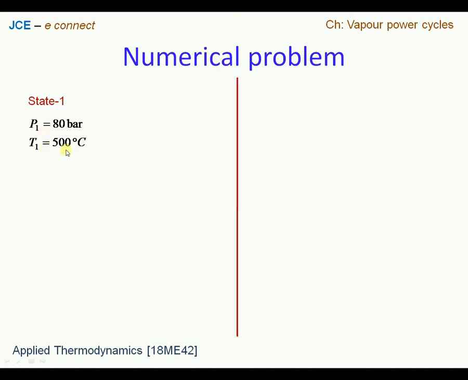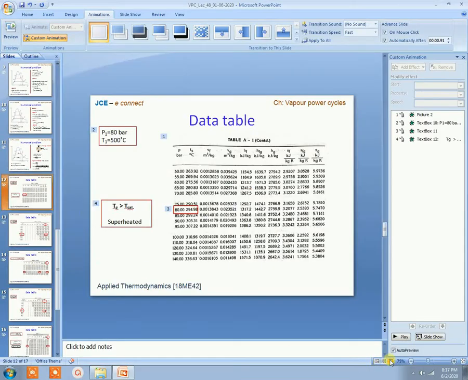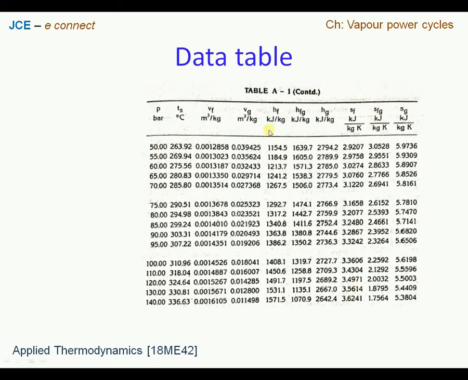Now to find out the enthalpy, we have to first find out in which phase the system is existing. To know that, we have to refer to the data table and apply the criteria or the guidelines to be followed based upon the temperature or the pressure. Therefore, let us now look at the data table. So here we have a data table, table number A1, in which we have the list of pressures, and then we have the saturation temperatures in the second column.